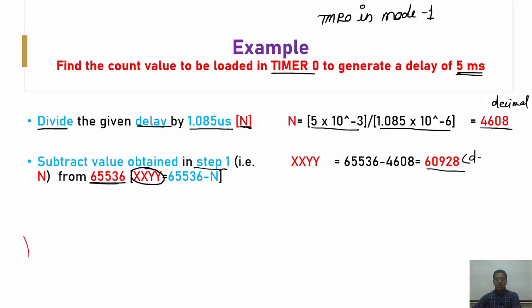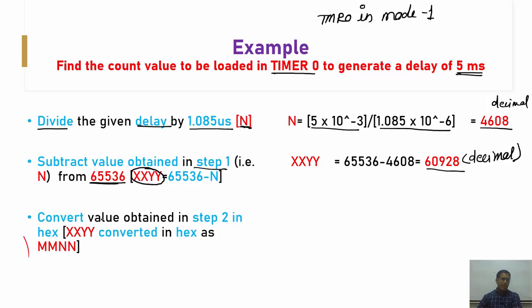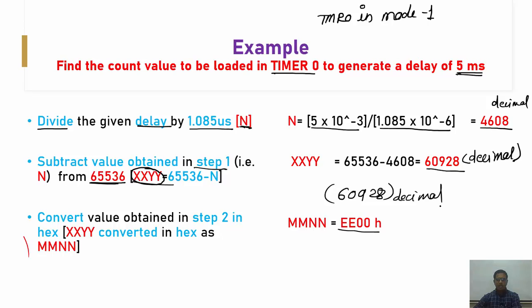60928. So this value is again there in decimal format. Next step, convert the value obtained in step 2, that is the result of the XXYY subtraction, into hex. When I convert this number into hex format, I get EE00H. So 60928 in decimal, converted into hex, is EE00H.